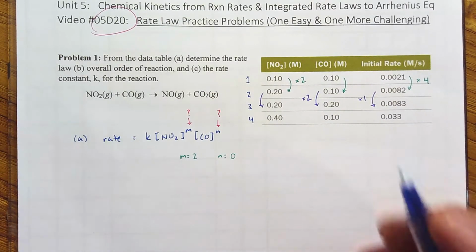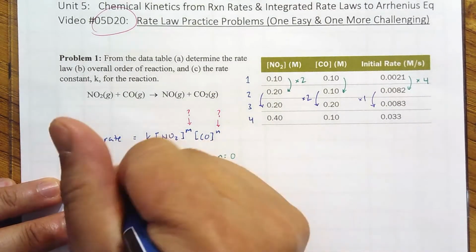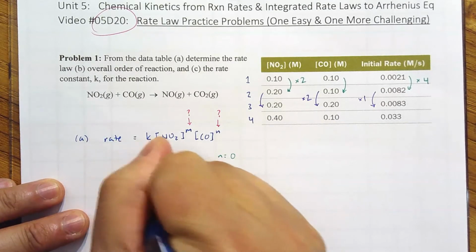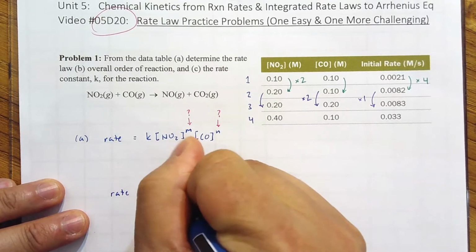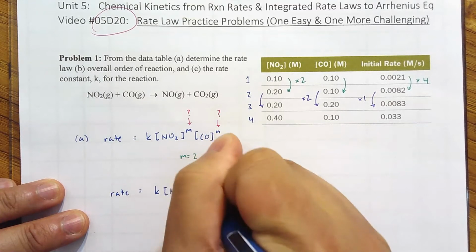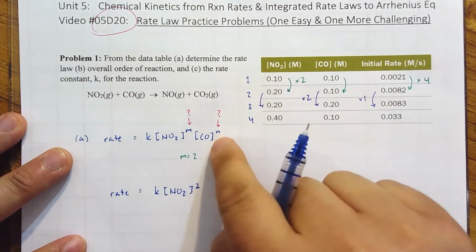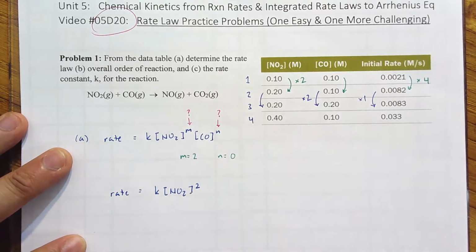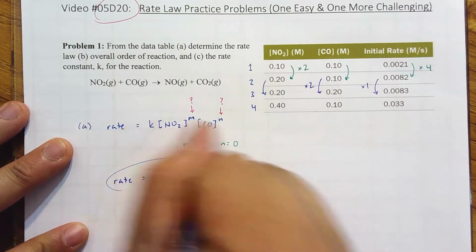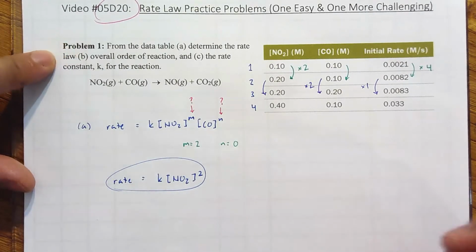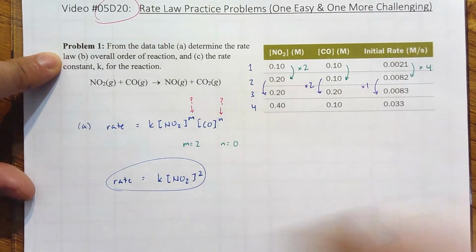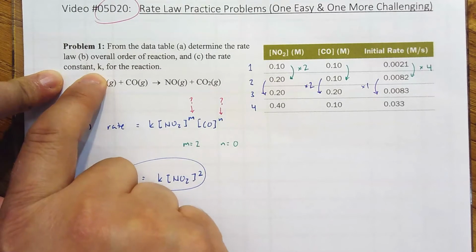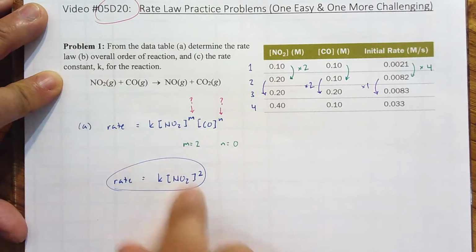The final answer for part A would be rate equals K NO2 squared, and then since anything to the 0 is 1, you just leave it blank. That would be your final answer if they ask you for the rate law, knowing also that we're going to calculate K anyway for part C, so we don't need to calculate K right now.